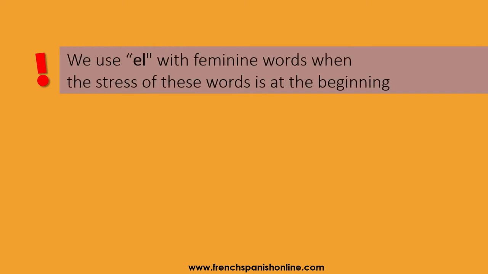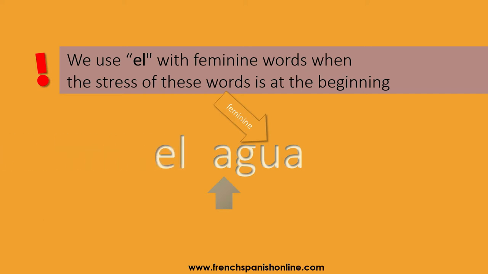There is an exception just with the singular form el. We use el with feminine words as well, but when the stress of these feminine words is at the beginning. For example, agua, which means water. Agua, the word, is feminine. However, the stress is on the first letter A, agua. For this reason, and only for this, we use the masculine definite article to say el agua. But not for the plural. For the plural, we use the proper feminine definite article.